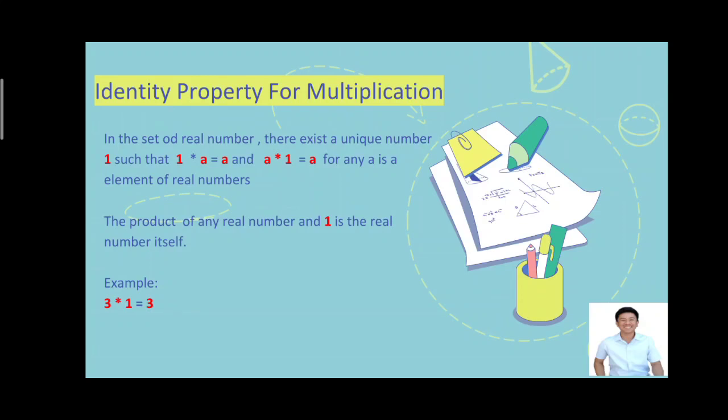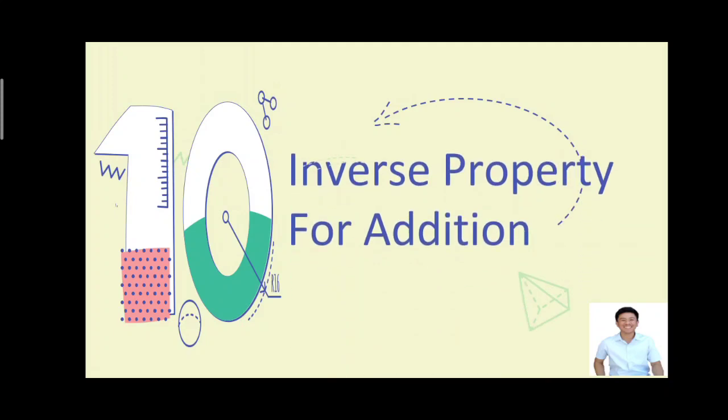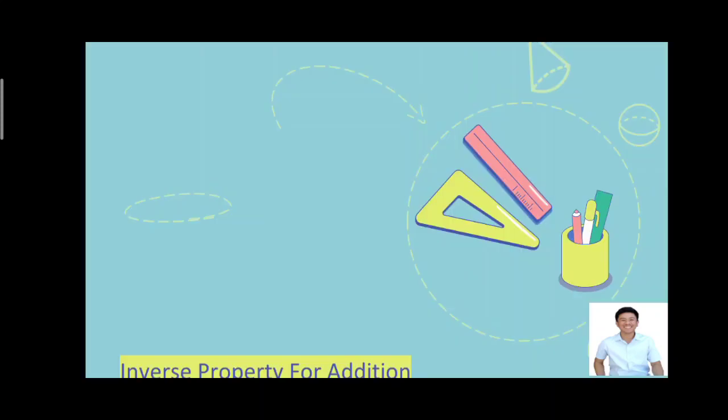So, ganun lang siya kadali ang identity property for multiplication. Another example, 1 multiplied by 3 is equal lang sa 3. Dito, minultiply natin si 3 ng 1. So, ang product pa rin ay 3. Kasi, 1 is called the multiplicative identity element for multiplication. Kanina, yung nakuha natin sa addition is para maging identity ulit siya, kailangan natin i-add ng 0. Dito naman sa multiplication, ang identity ay 1. So, tandaan natin yan. Dito naman tayo sa number 10, inverse property for addition.